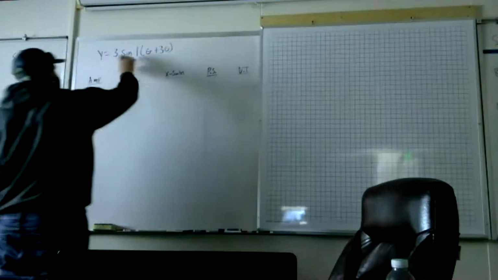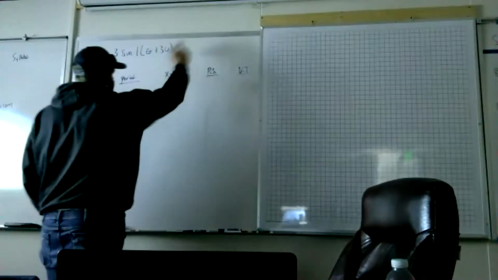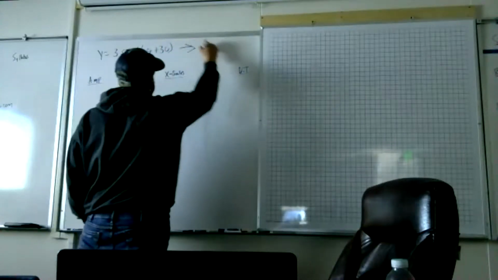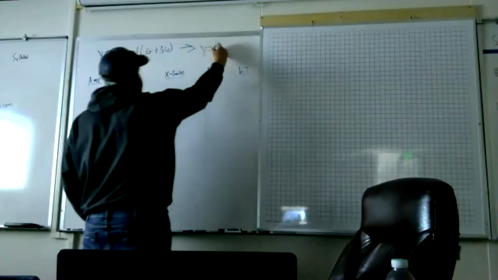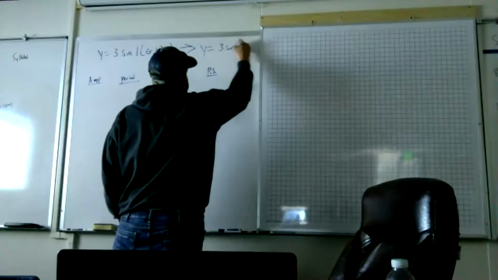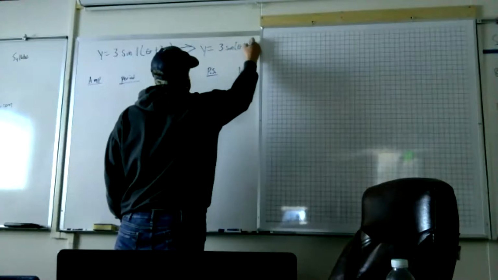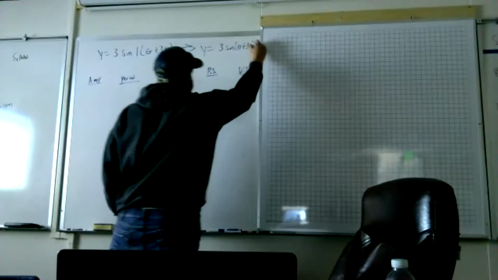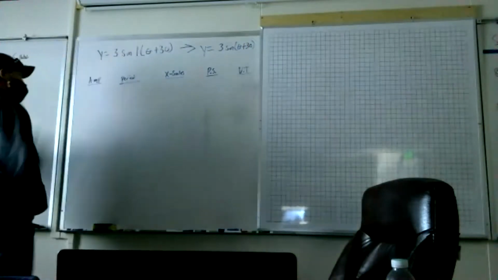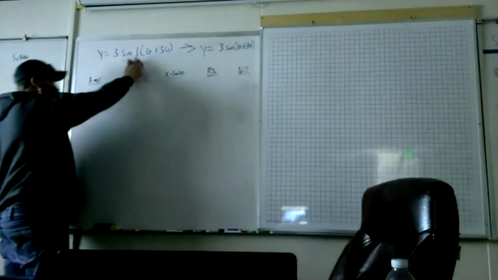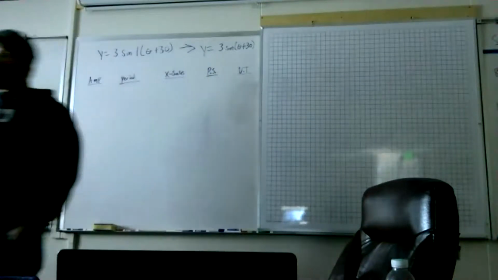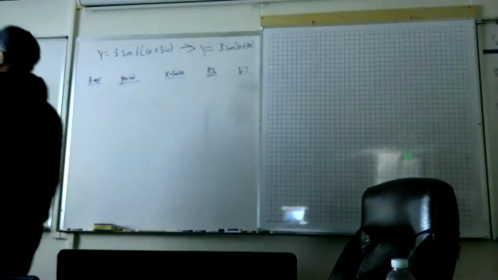Okay, and I want to distribute this 1 in. 1 times anything is itself. So after I've distributed, I'm working with the same equation as y equals 3 sine of theta plus 30. Okay, so that's just emphasizing the distribute. It's easy with these ones, but as you get farther and farther along, there's going to be a problem where it's very, very hard. And I'll show you one too.